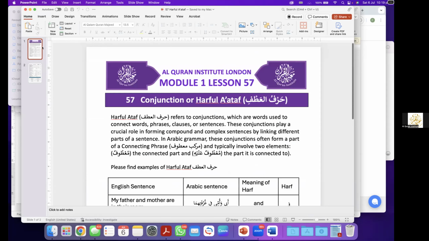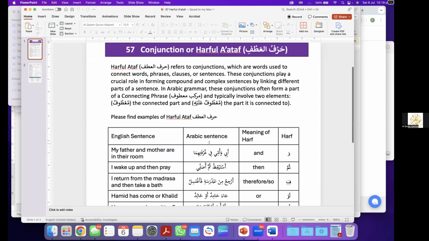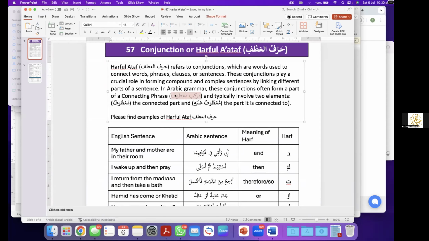Sister Jamila, the key takeaway is going back to this. Okay, Brother Muhammad, would you like to summarize? Sister Jamila will explain, inshallah. Yes, please. Okay, Sister Jamila?